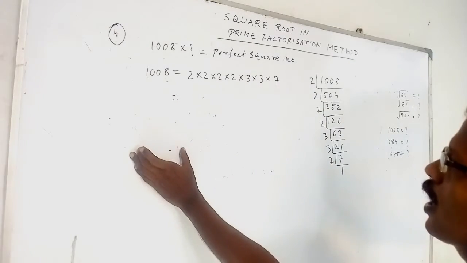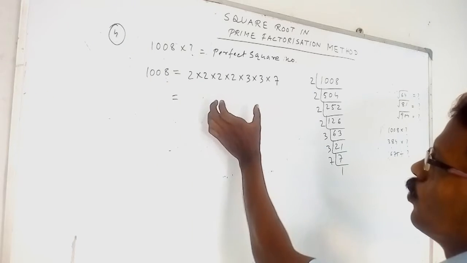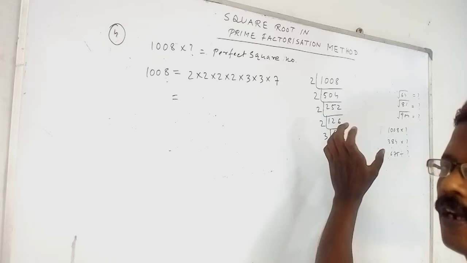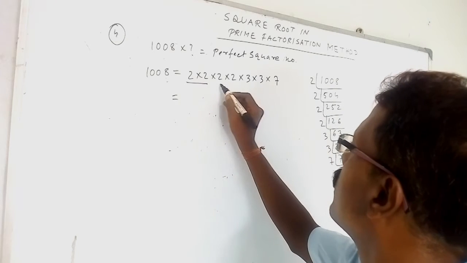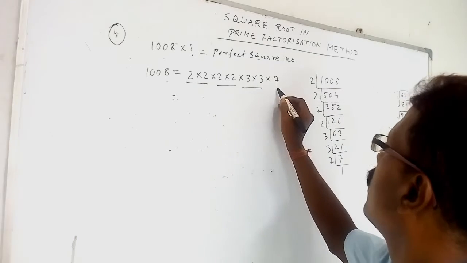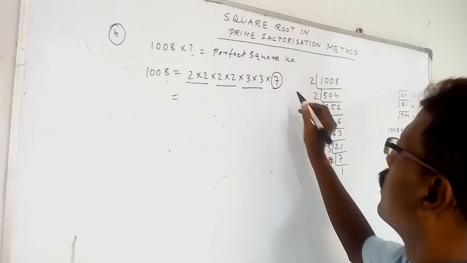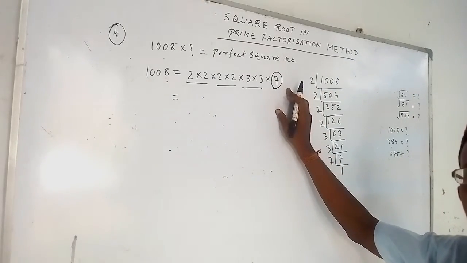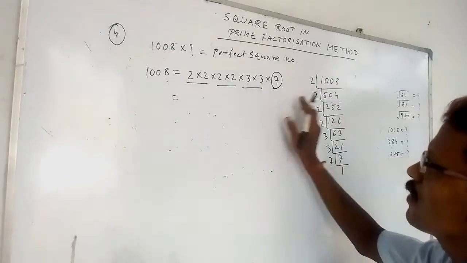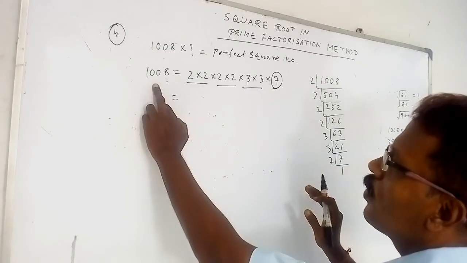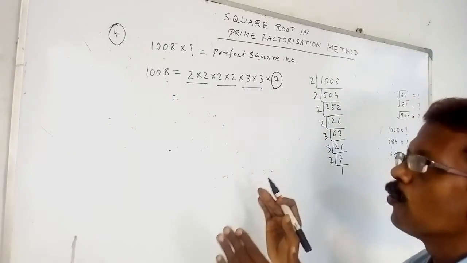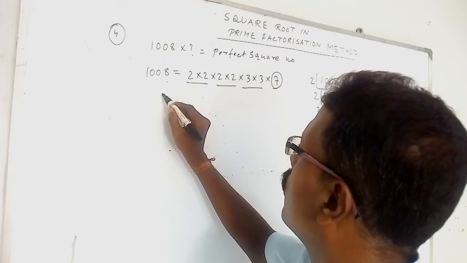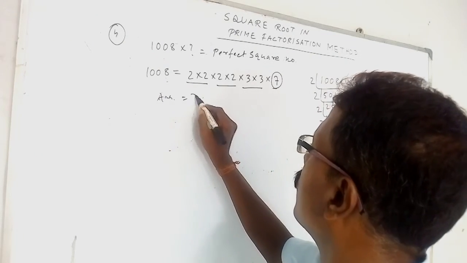So to find the square root of 1008, we have to make pairwise distribution of these numbers. This is a pair, this is a pair, this is a pair, but this is not a pair. So we have to put another 7 to make it a pair, and your answer is 7. Therefore 1008 is to be multiplied with 7 to make it a perfect square number.